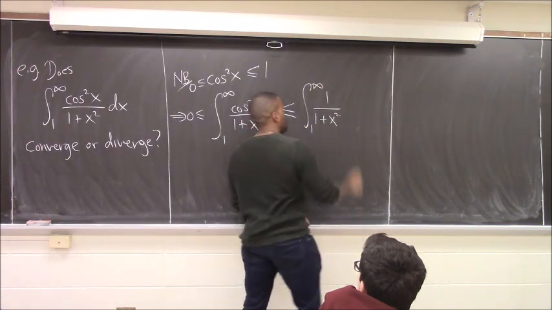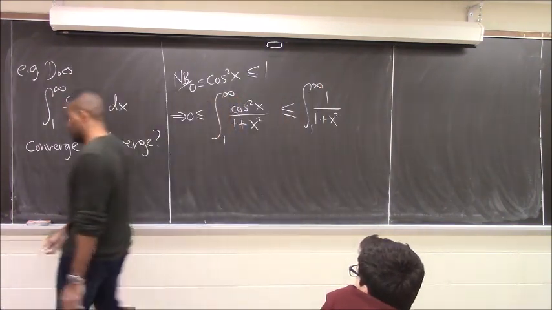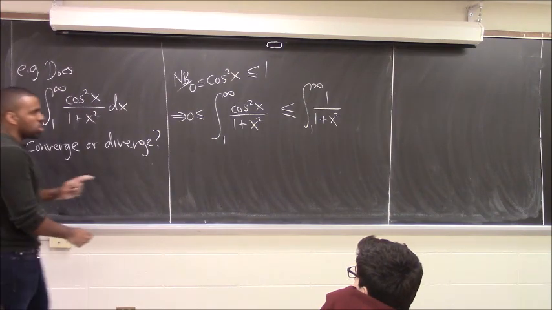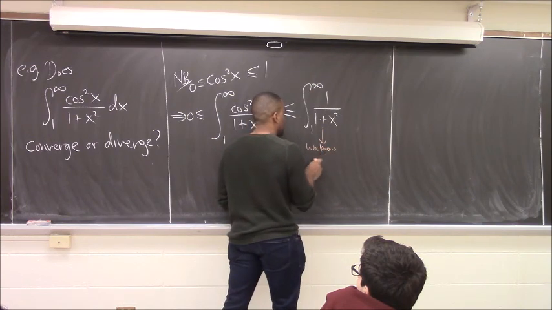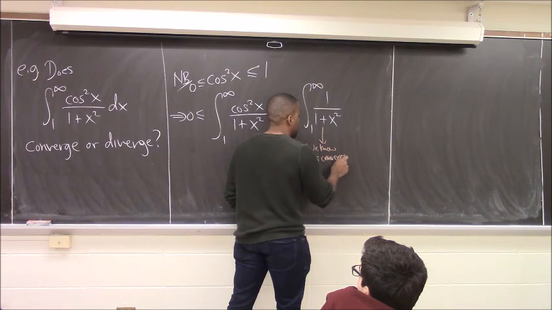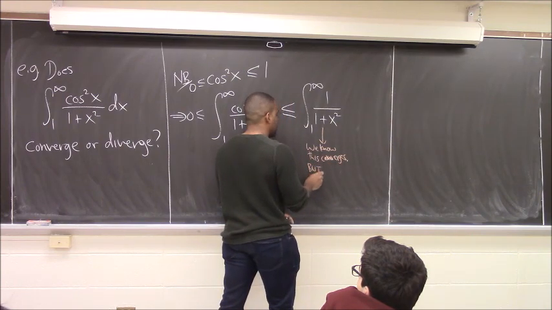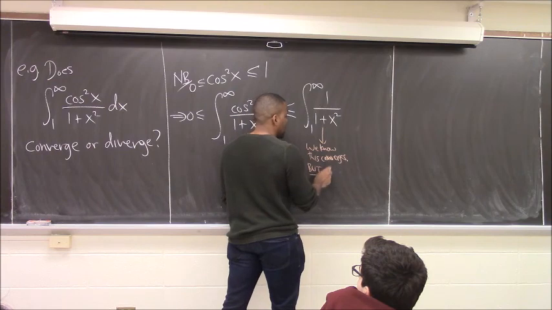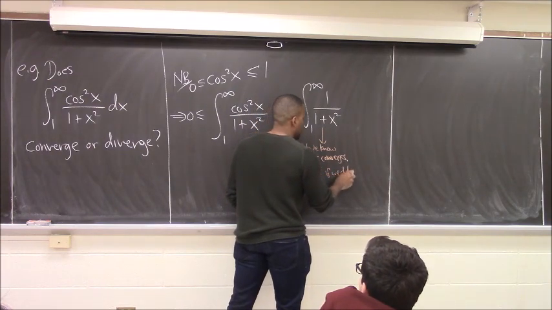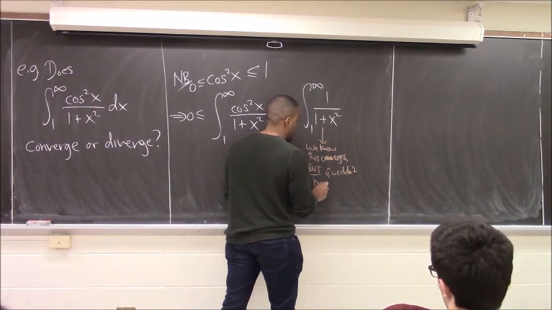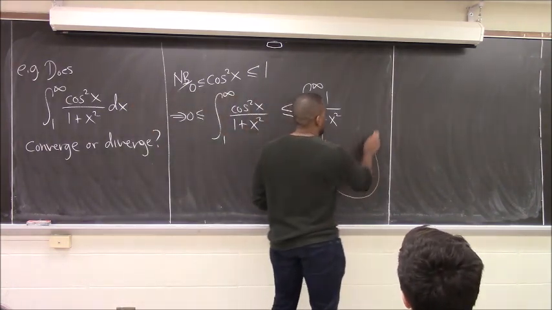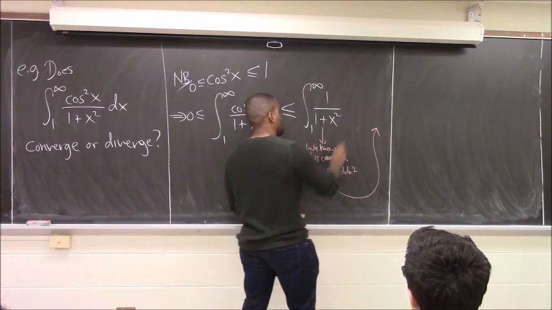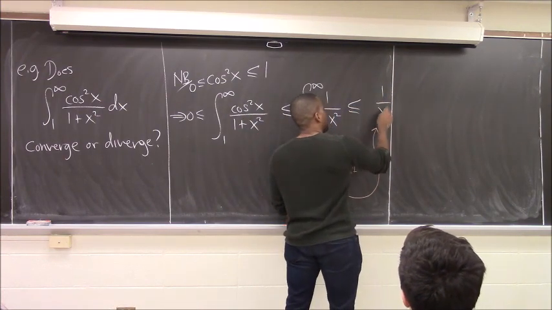So now I look at those two guys. Now we already saw that this converges. We know this converges, so we can apply the comparison theorem right away. But let's pretend we didn't actually compute this. If we didn't know, instead of computing this integral, what I probably would have done is approximate this guy with another thing that is definitely less than 1 over x squared.